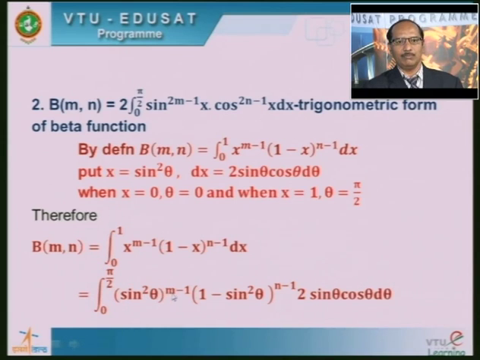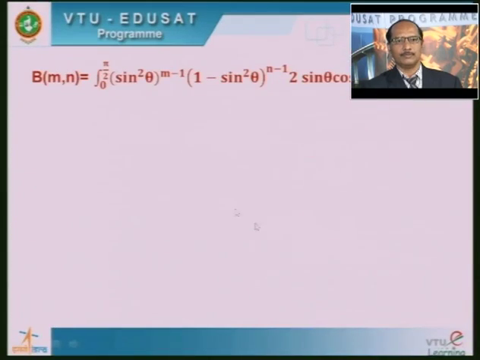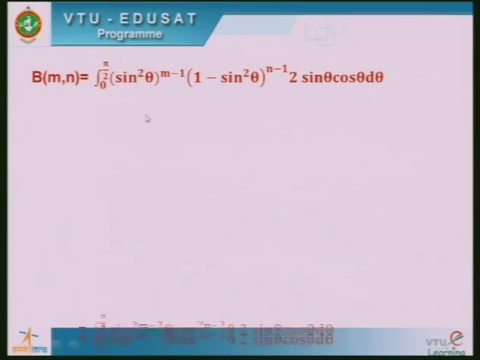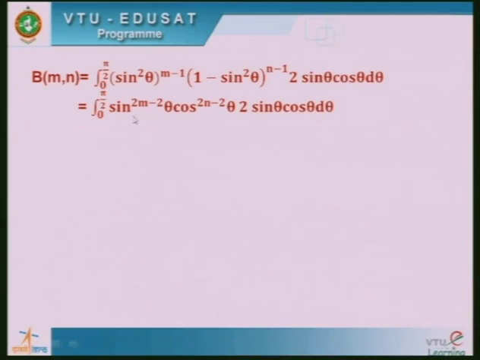Now, simplify this. You can see the power of sin theta is 2m minus 2, and 1 minus sin square we know is cos square theta. Cos square theta means cos theta raised to 2 into n minus 1, so cos raised to 2n minus 2, and 2 into sin raised to 1 and cos raised to 1. Combining these, we get the same thing written here: sin raised to 2m minus 2 theta, cos raised to 2n minus 2 theta, and this is 2 sin theta cos theta.